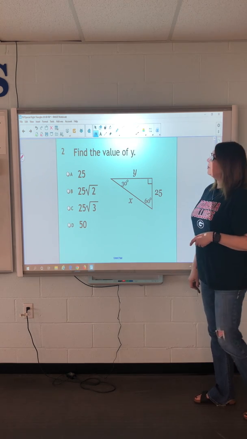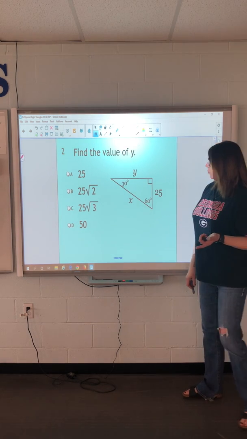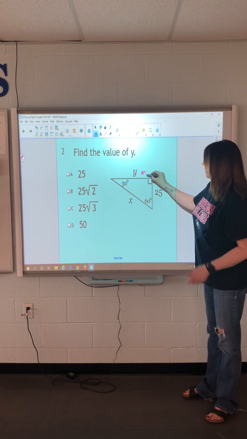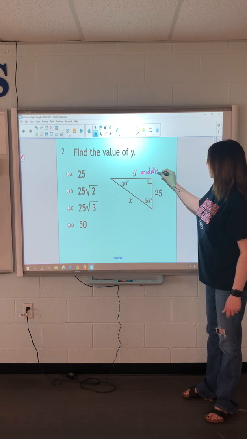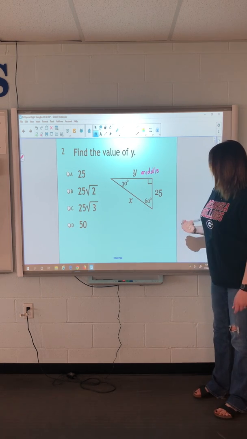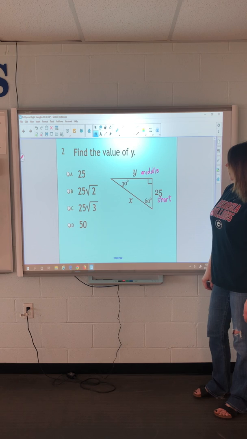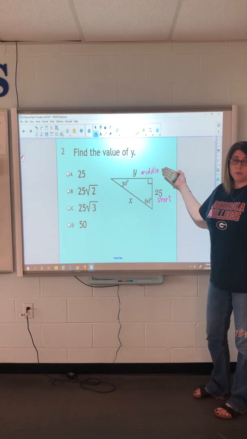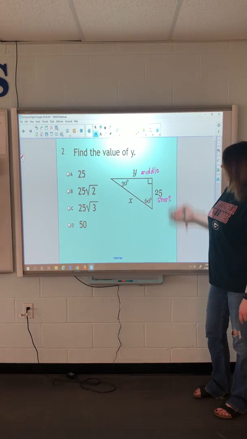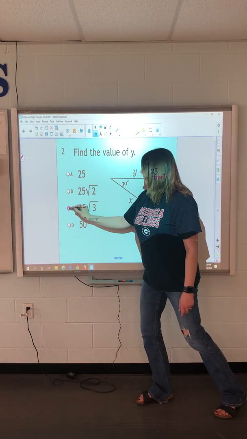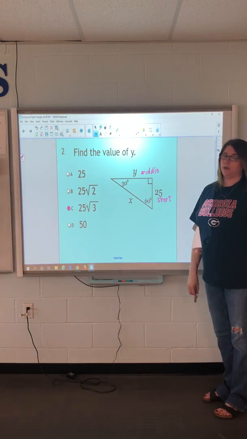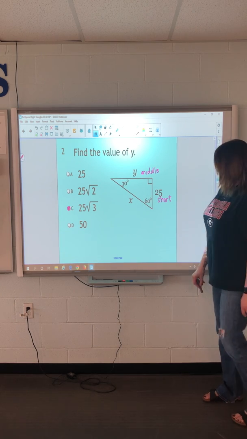All right, number 2, find the value of y. Y in this particular picture is the middle side, and the information that we have been given is about the short side. So, how do I go from short to middle? I'm going to multiply by the square root of 3. So I'm going to get letter C, 25 times the square root of 3 for my answer for number 2.